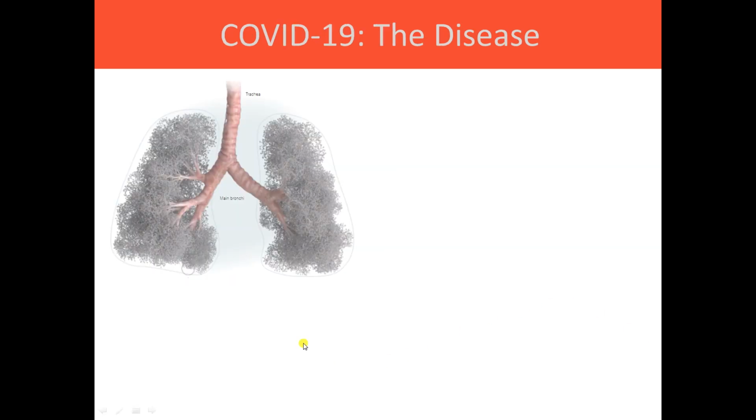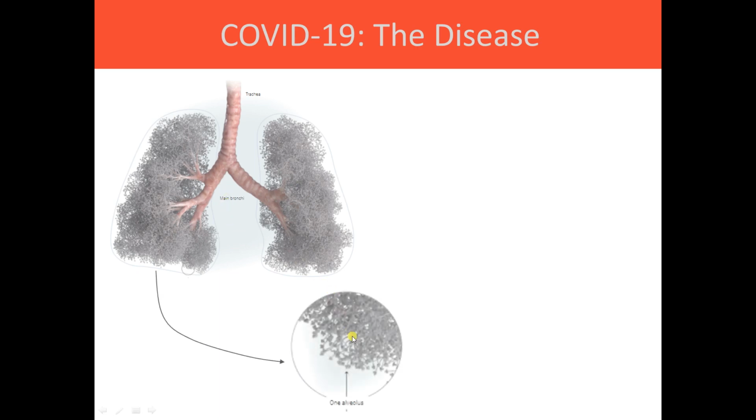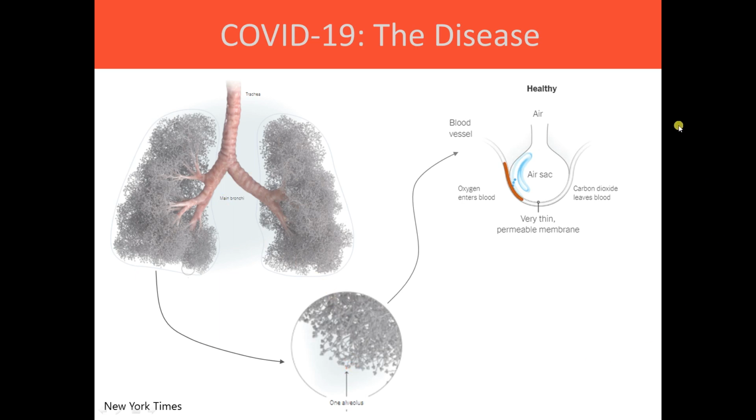So the disease itself is COVID-19. COVID-19 is actually the disease. It attacks your lungs, which are here. The alveoli, the air sacs, are the most important part here. In a healthy air sac, the air can go through and permeate this very thin membrane and enter your bloodstream, and the red blood cells take it up, and then everything is healthy.